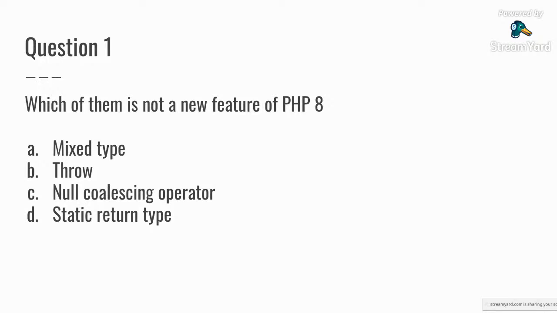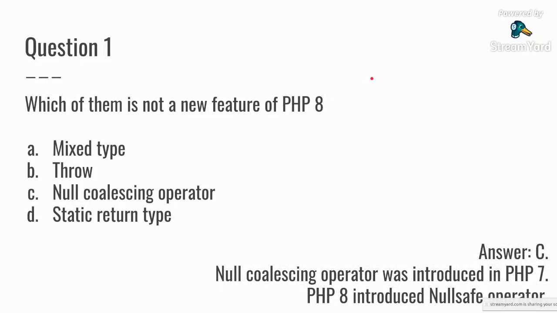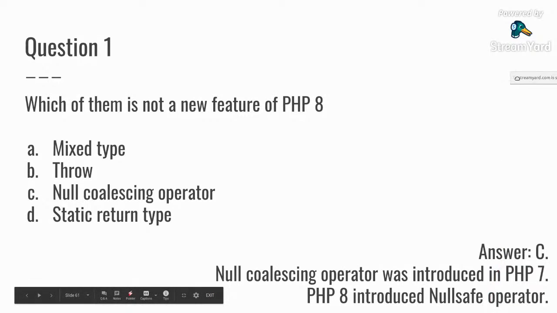Okay, Kapil, I think we have enough answers. Let's see who answered correctly first for question number 1. Can you please tell us what was the correct answer for question number 1, Kapil? The answer is basically C. A null coalescing operator was introduced in PHP 7. PHP 8 introduced the null safe operator.